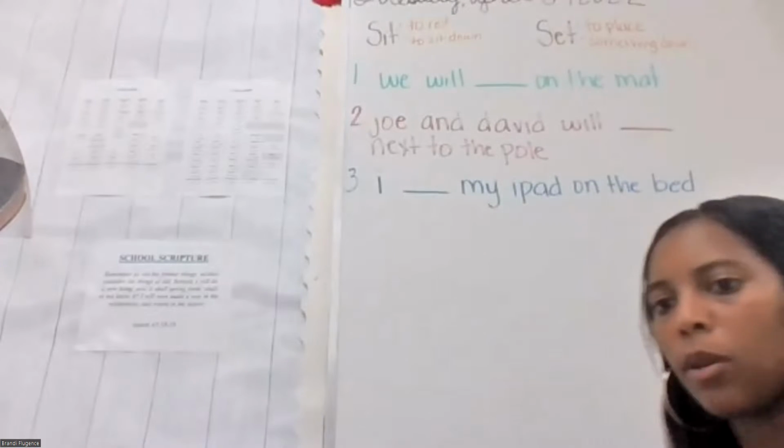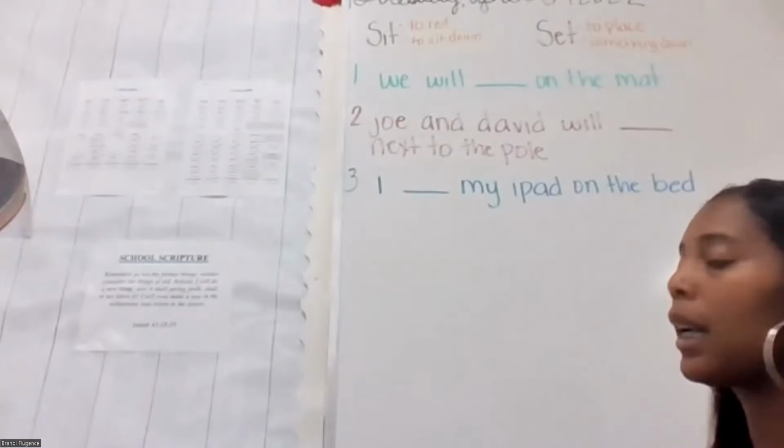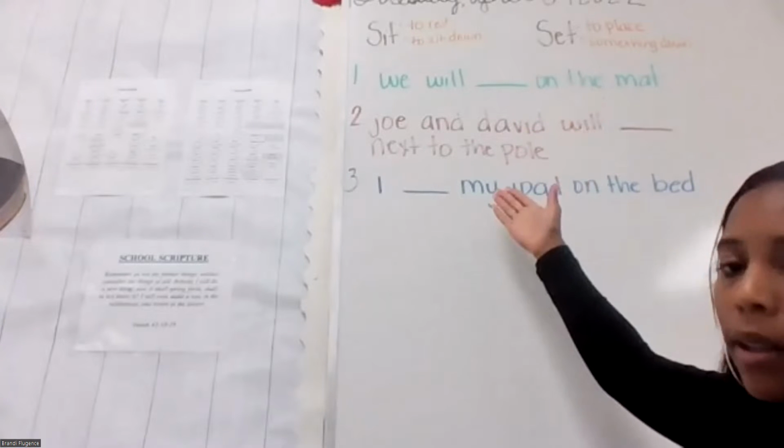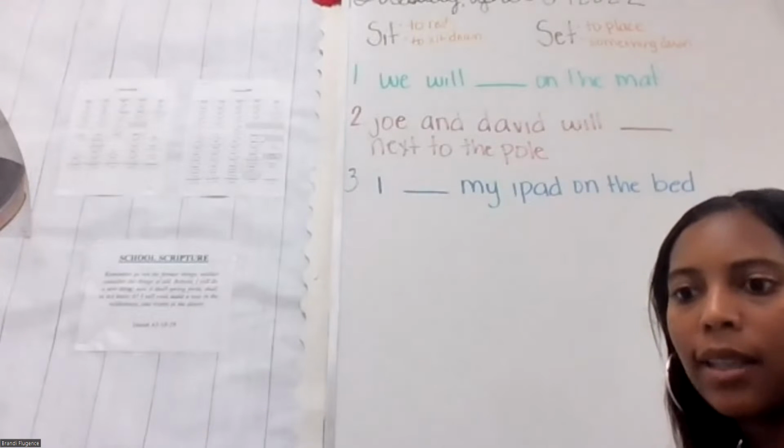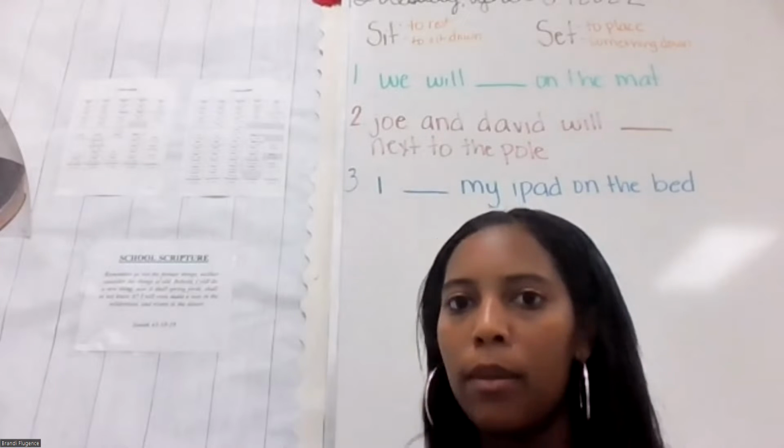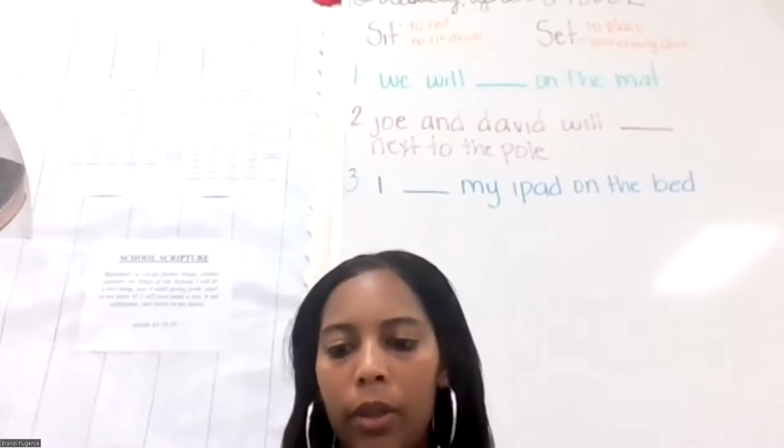So that's the 3 you'll do. I'll give you a few minutes to work on those 3. Write them correctly and put either sit or set on the line, just like I did yesterday. All right, I'll give you a little bit of time to do that. Go ahead and go over it.